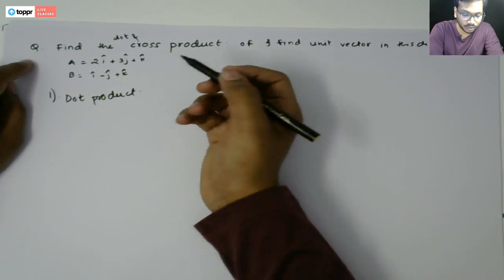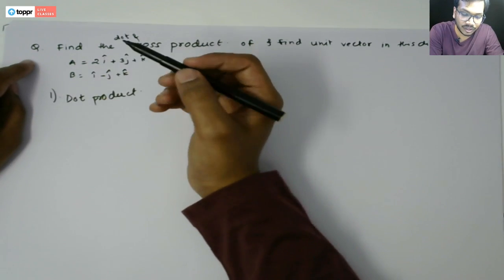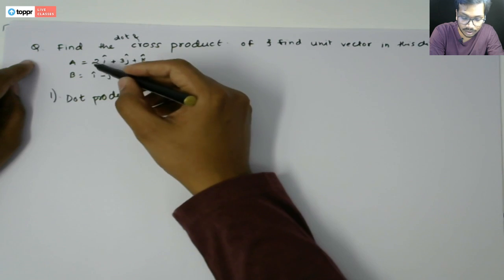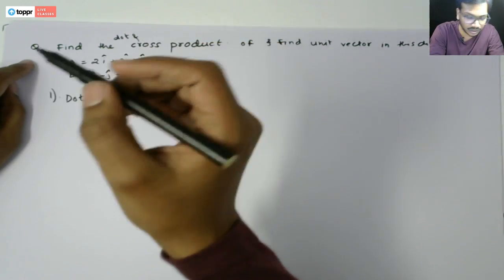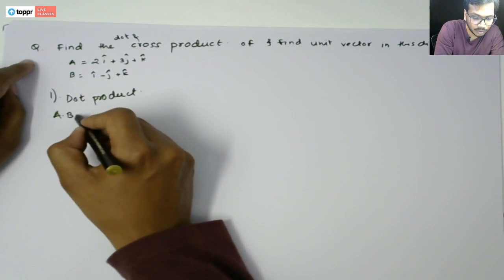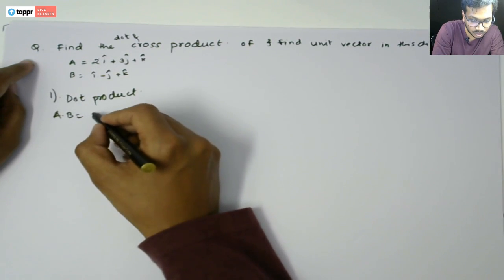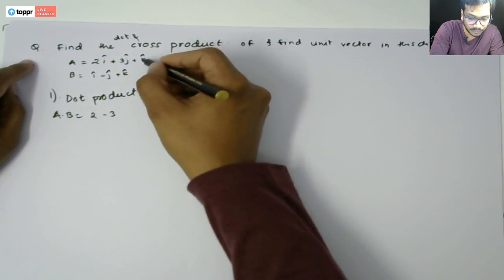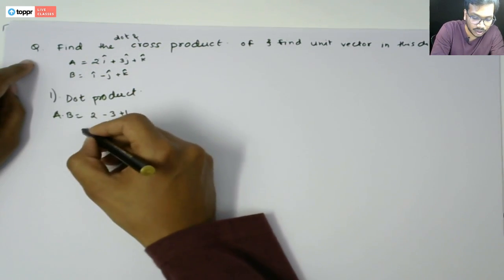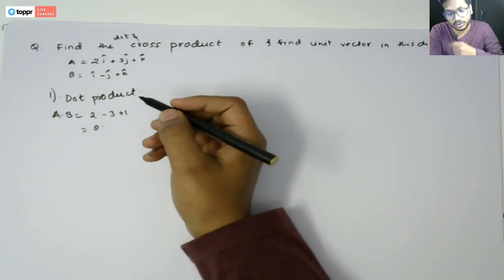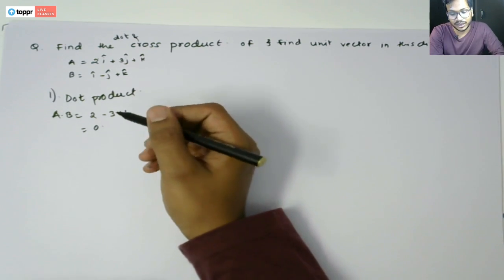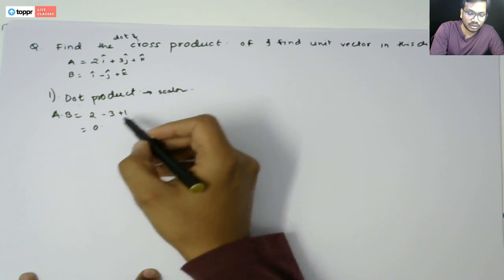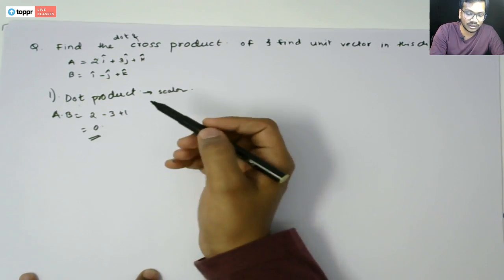So to find the dot product in this form, what we discussed earlier, we just multiply the magnitudes of individual directions. So A dot B would be given by 2 into 1, that is 2, 3 into minus 1, that is minus 3, and 1 into 1, that is plus 1. So A dot B would be 0. And in this case, we don't have to find the direction because dot product gives us a scalar answer. So A dot B is 0 in this case.